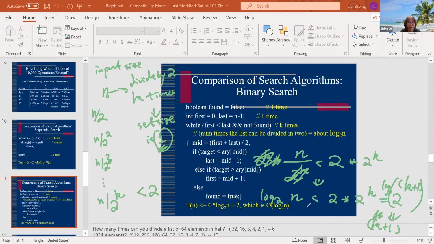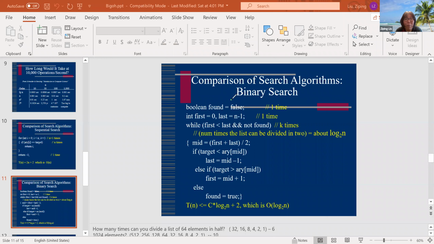Okay, and then based on this, basically k is what? We just take the integer part. So basically the integer part of this log 2n is our k. And if you take a look at those numbers, 2 to the 10, it's exactly the same.